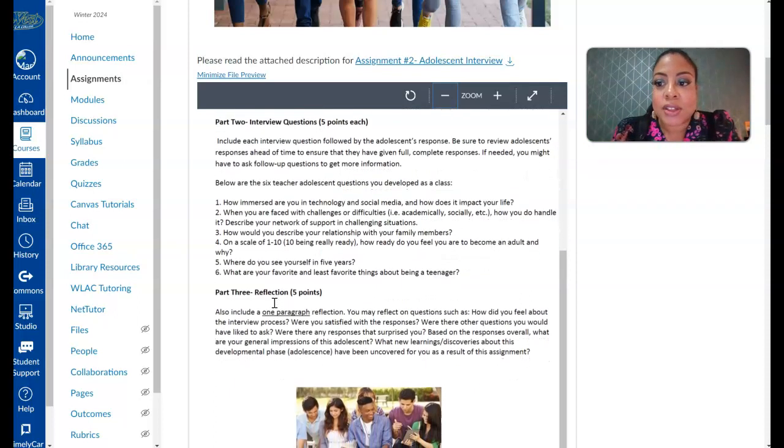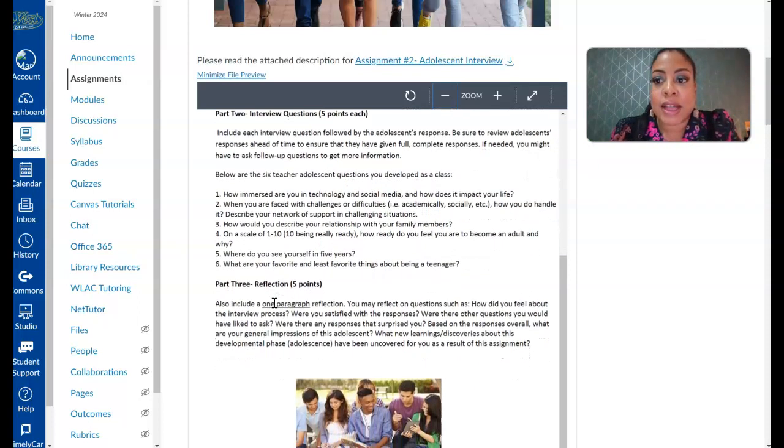So here are the 6 questions that were developed by a previous class. If there are additional questions that you feel very compelled to ask, go ahead and add those there, but these are the 6 that we're going to start with. How immersed are you in technology and social media, and how does it impact your life? When you are faced with challenges or difficulties, i.e. academically, socially, etc., how do you handle it? Describe your network of support in challenging situations.